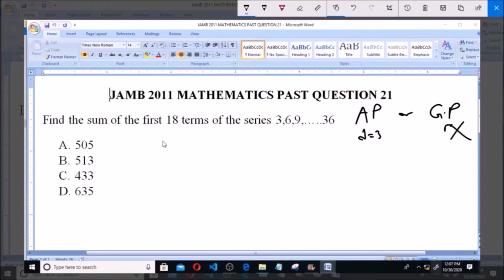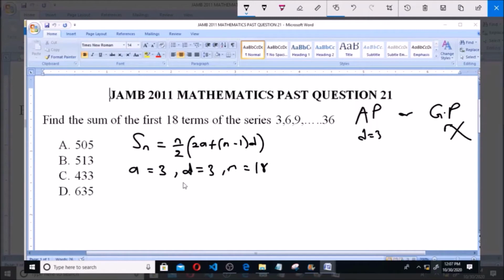So therefore, the sum of an AP, Sn, is equal to n all over 2 into 2a plus n minus 1 multiplied by d, where a is the first term and it's equal to 3. d is the common difference, which is also equal to 3. We got d from 6 minus 3 to give us 3. Now n is equal to 18 because we have to find the sum of the first 18 terms.